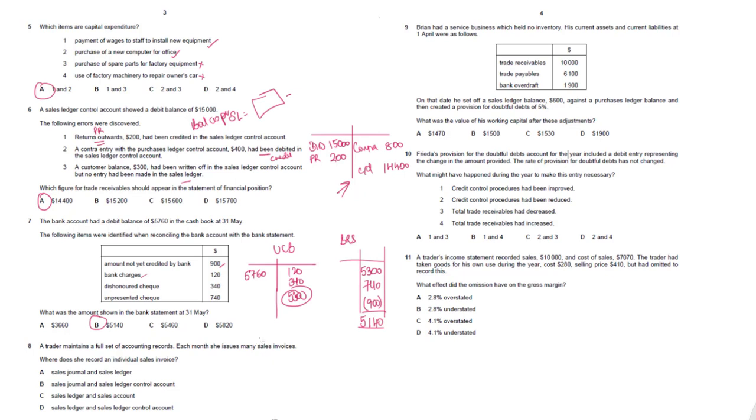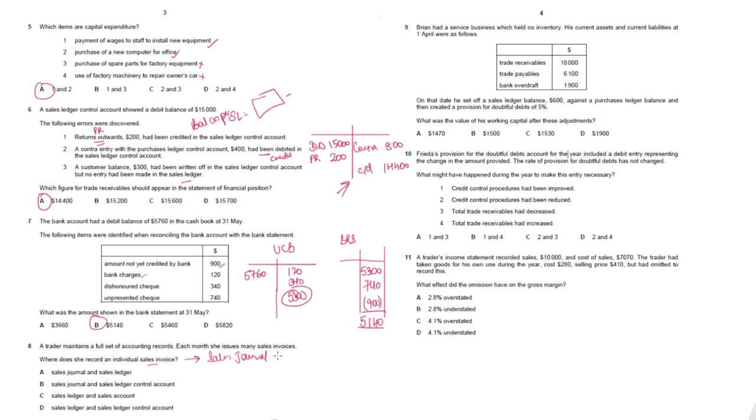Question 8. A trader maintains a full set of accounting records. Each month she issues many sales invoices. Where does she record an individual sales invoice? When a sales invoice is issued, it is entered in the sales journal or the sales day book. Option A, sales journal and the sales ledger.